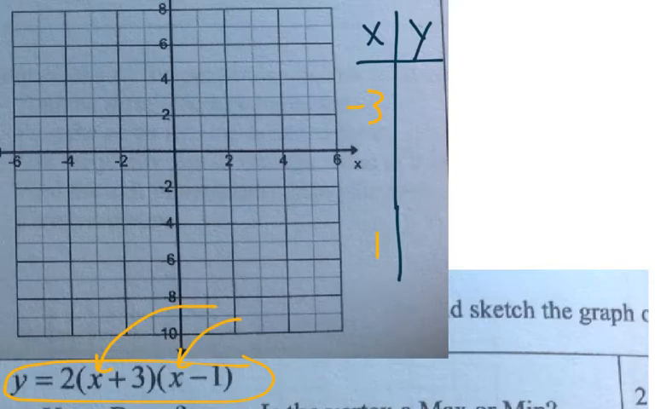So -3, -2, -1, 0, and 1. Let me make those a little bit larger there. And notice I already have 5 points. And a general good rule to follow, guys, is as long as you have at least 5 good points, you're going to get a good graph with these quadratics. So we're going to stick with just these 5 points, and that's all we need. So let's continue on here.